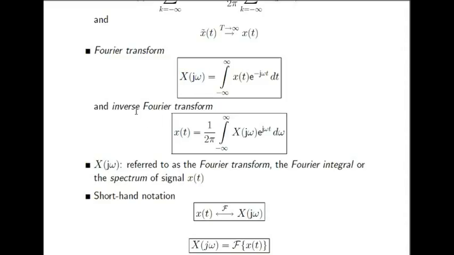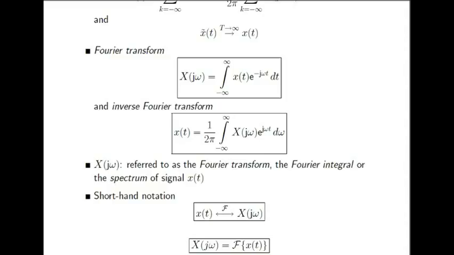It will be useful when you are given the Fourier transform of a signal and you need to find the original signal. To find the original signal, x of t will be 1 upon 2 pi, integration from minus infinity to infinity, X of j omega e to the power j omega t d omega.